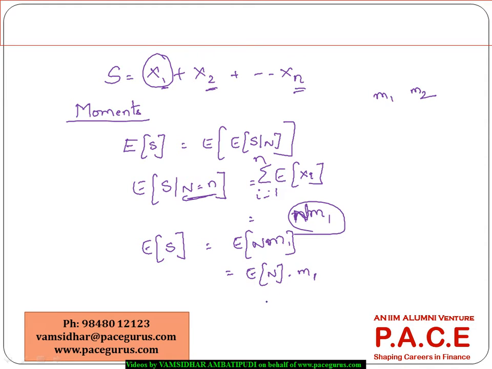So what is clearly coming out is the expected aggregate claim amount is the product of the expected individual claim amount, which we got as the first moment m1, multiplied by the expected value of the total number of claims. So this is what is coming out as the mean of the aggregate claim amount.